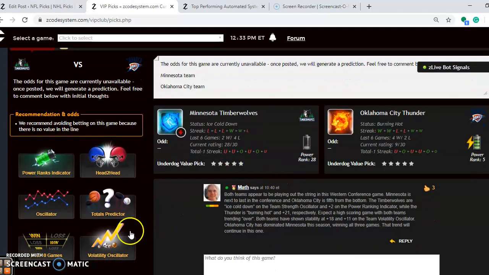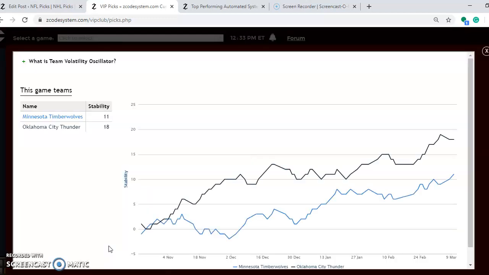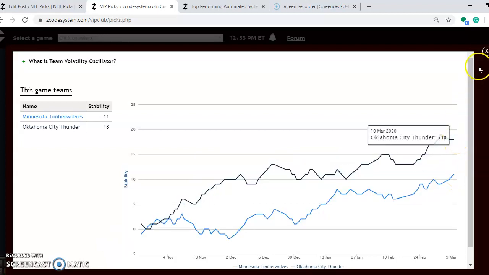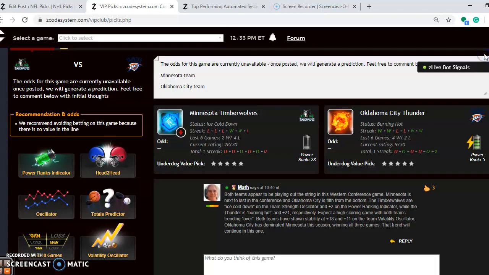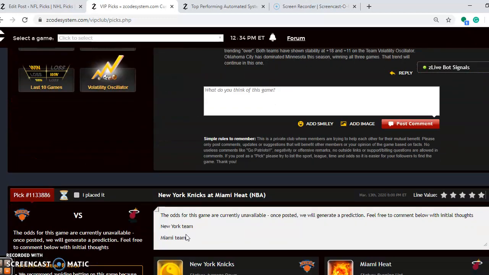If you look at the volatility oscillator, are the two teams stable? Well, Minnesota is at plus 11, so they're relatively stable. Oklahoma City is more so at plus 18, so expect them to perform according to their favorite underdog status. Oklahoma City will be the favorites since they are at home and a much better team, so I can expect them to win this one as well.